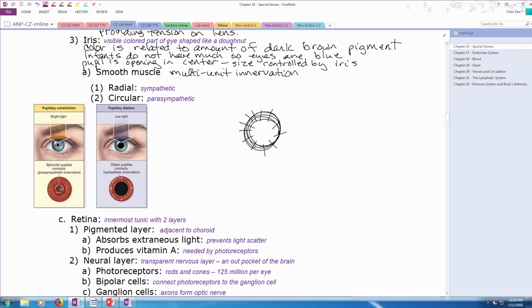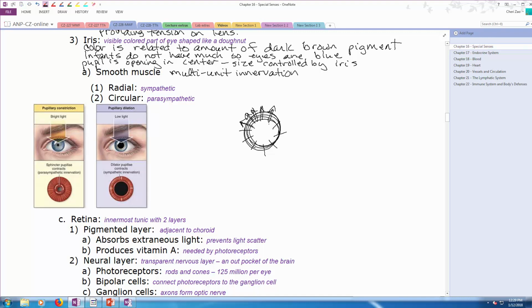And let's stop for a moment and think about when the circular ones contract, what happens to the size of the pupil? Not even looking at the picture, we're doing conceptual thinking. What happens to the size of the pupil when the circular ones contract? Gets smaller, okay? And so when we want to actually dilate or open up that pupil, make it bigger, the circular ones obviously must relax, and then which ones are going to contract? The radial ones.